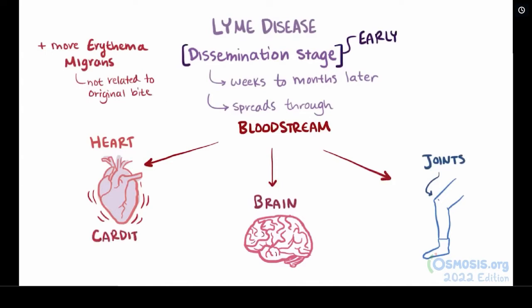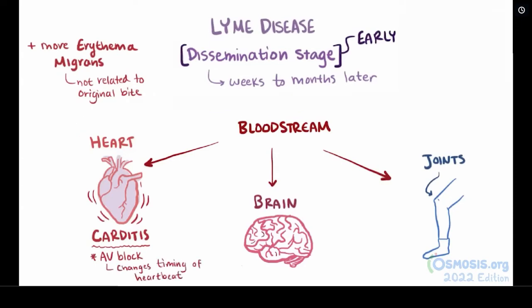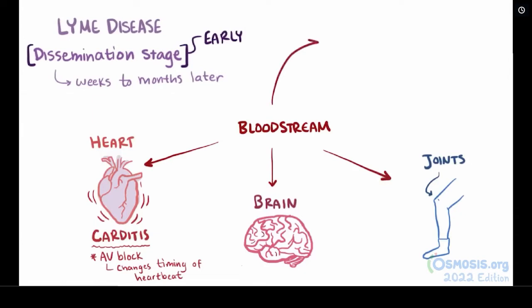When the bacteria infects the heart tissue, it's known as carditis. Although heart tissue inflammation can affect all sorts of heart functions, it often clinically presents as AV heart block, meaning the electrical signal moving from the upper chambers to the lower chambers is held up, or blocked, which changes the timing of the heartbeat.